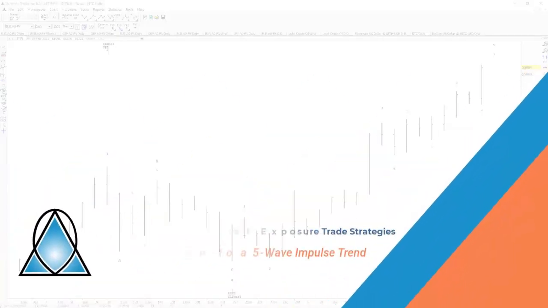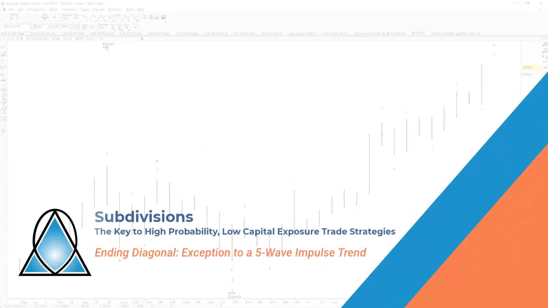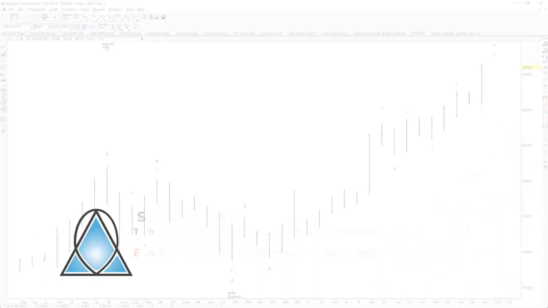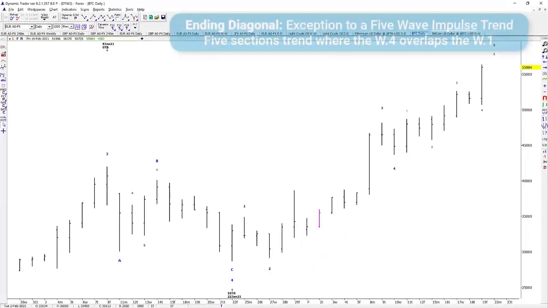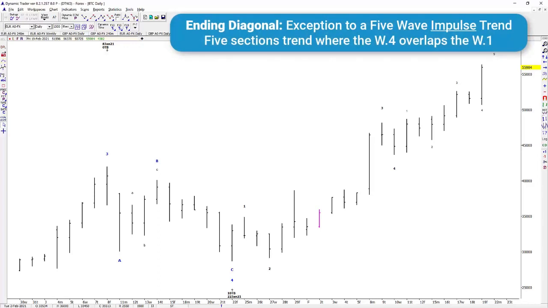Earlier, you learned about 5-wave impulse trends. Those were 5 sections, had higher highs and higher lows, and non-overlapping. And those 5-wave trends would complete a section of a higher time frame trend. So let's take a look at this data, and we're going to look at an exception to a 5-wave non-overlapping impulse trend. So this is daily data.